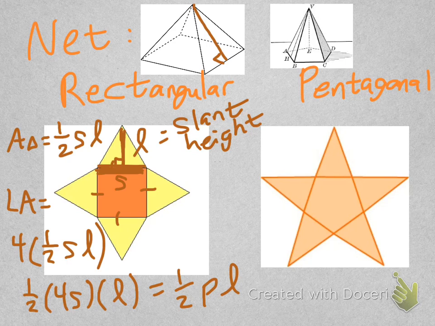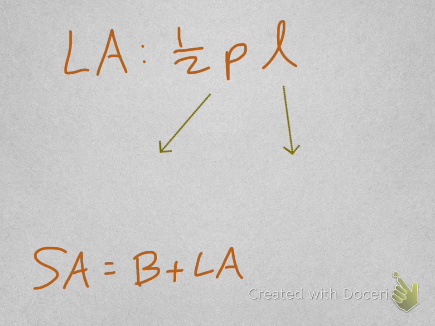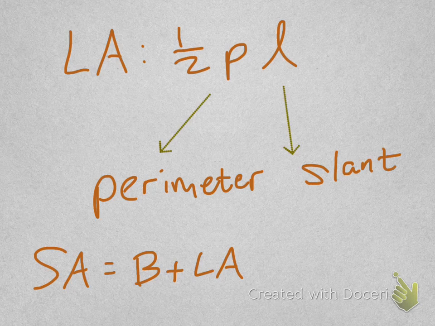slant height. So I'm going to summarize that here. The lateral area is 1/2 PL, where again P is the perimeter and L is the slant height. So if you know the perimeter of your base and you know the slant height, you can find the surface area, or the lateral area at least, right? You can at least find the lateral area.